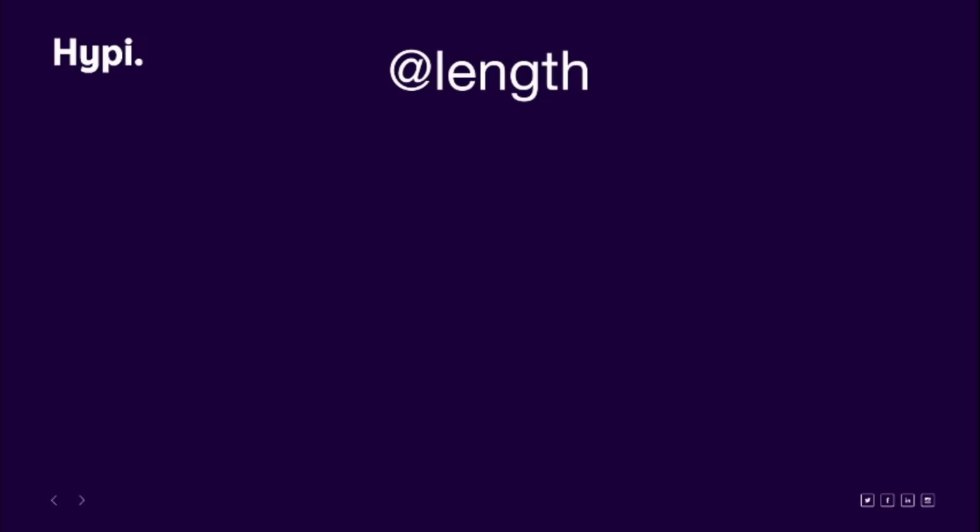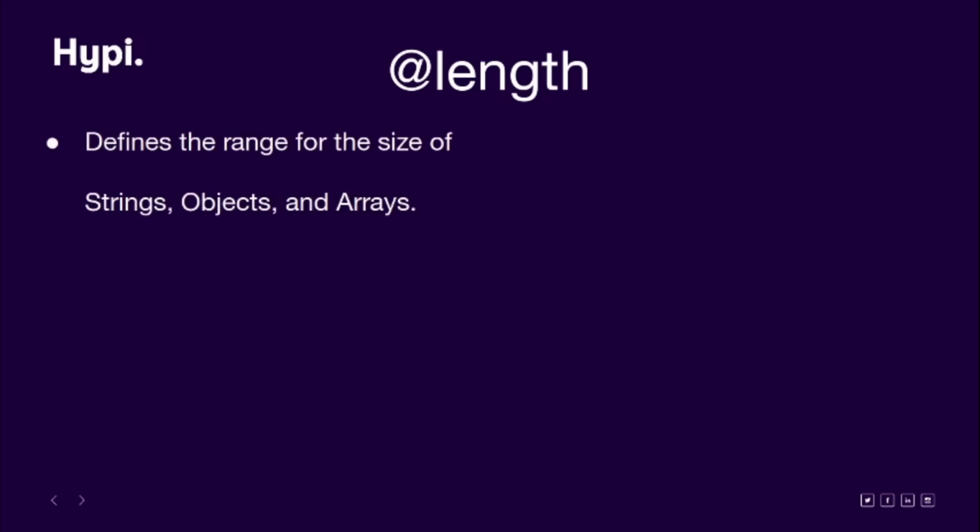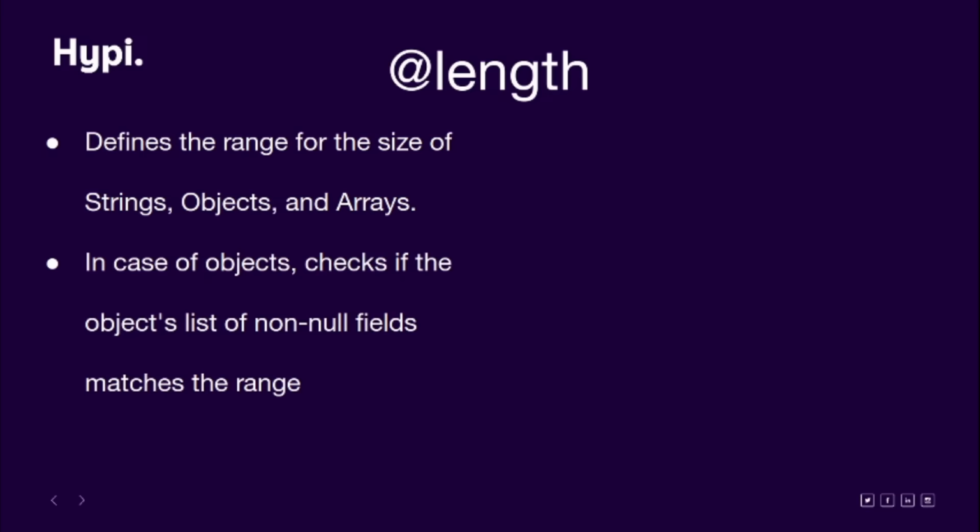Now we shall discuss the length directive. This directive is used to apply a restriction on the size of a string. In case of a string, it limits the text size to the specified range. And similarly for arrays, it validates the number of elements in the array. However, for objects, it ensures the number of attributes that are not empty.